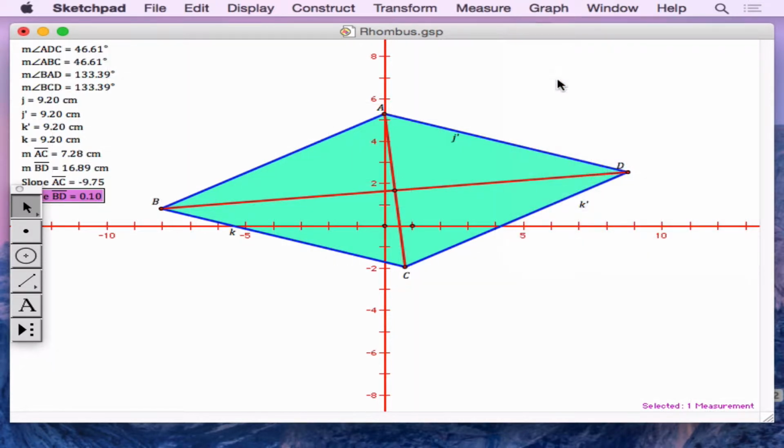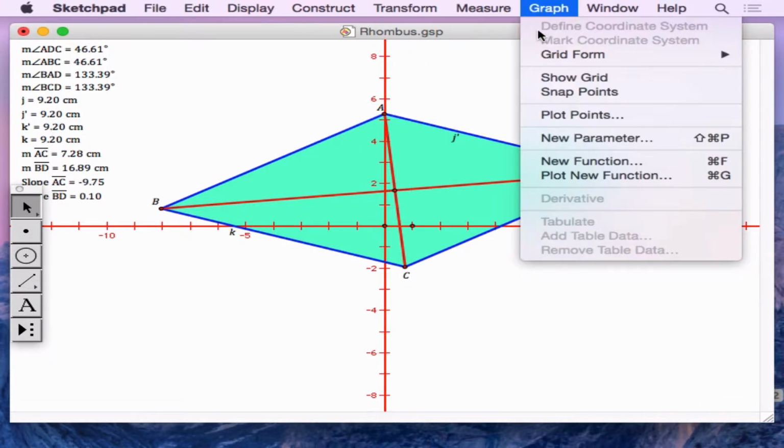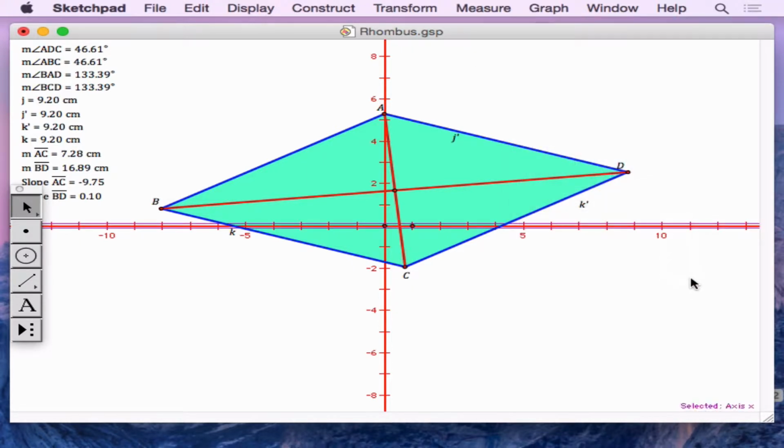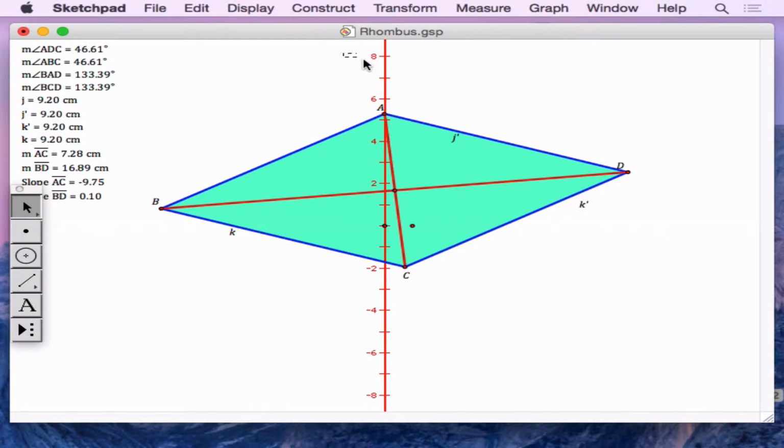Hide grid. And get rid of this. Hide, what is that thing? I don't want that there. Go away. Okay, how it fades away.